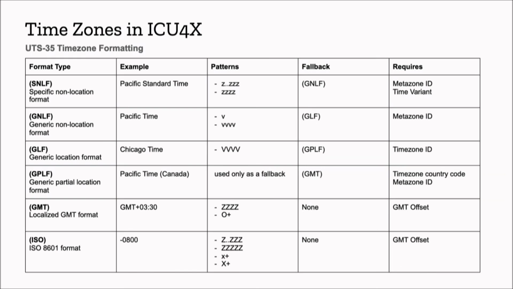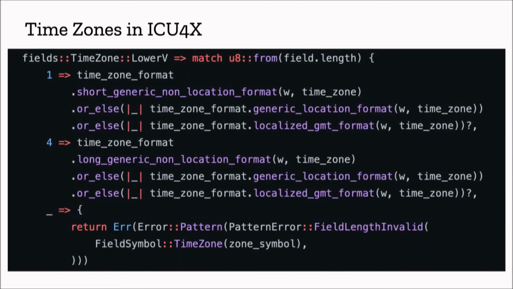Because if data isn't available, we need to fall back to different forms that do have translations. And then in ICU4X, we try to match that exactly. So here's some of the code. For example, if we got one lowercase v, we would do a short generic non-location format, or else we would try doing a generic location format, or else we would do a localized GMT format, and so on.